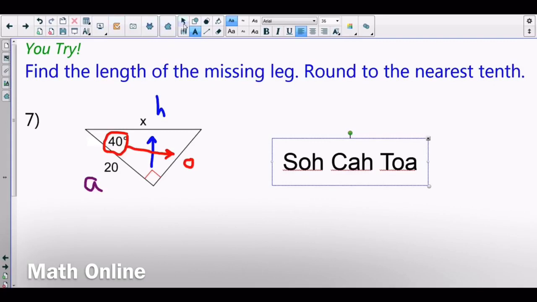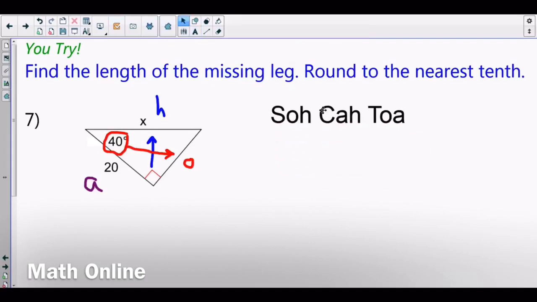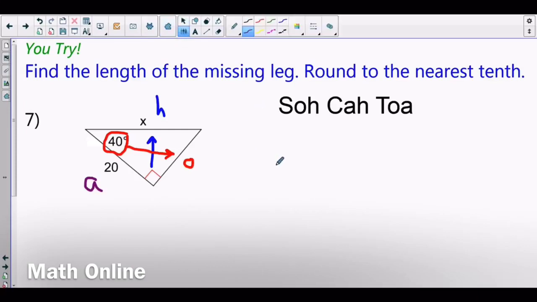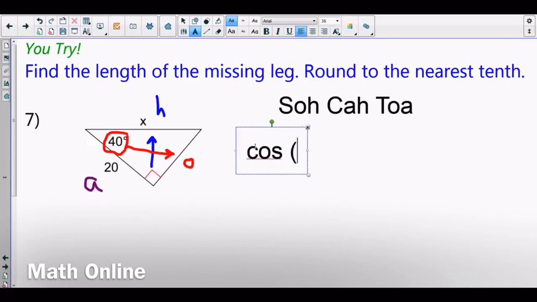All right, so hopefully you can see that. Otherwise, pause the video and look at your SOHCAHTOA. All right, so here we go. So therefore, we're using cosine again. So we're going to use cosine of how many degrees? Let me actually type this because the mouse is just horrible, guys, to write. All right, so cosine of 40 degrees is equal to what ratio, guys? So it should be adjacent over hypotenuse.